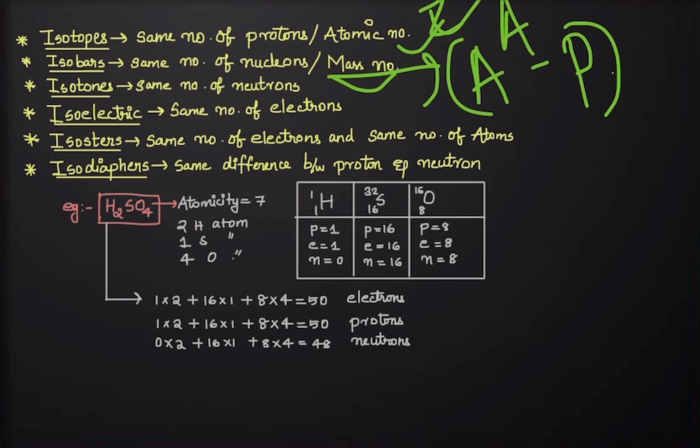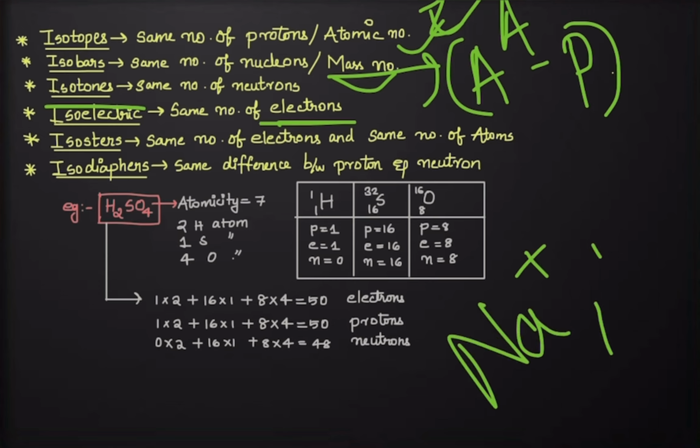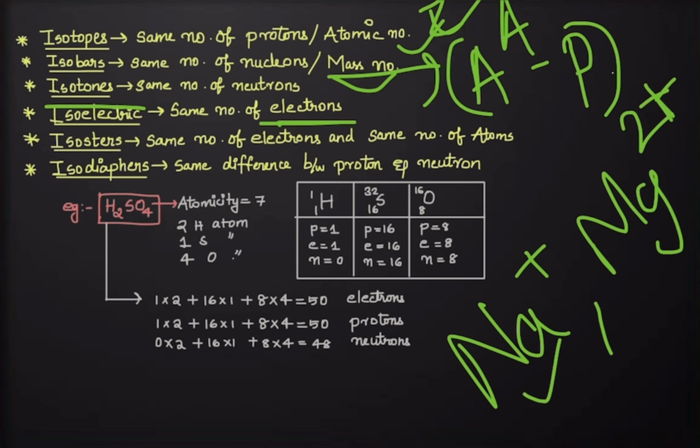And then isoelectronic species. Isoelectronic species means the number of electrons is the same. If electrons are the same, it is isoelectronic species. In case of Na plus and Mg2 plus, they are isoelectronic species. The electrons in these two cations are the same, and F minus too. 10 electrons are present in all.